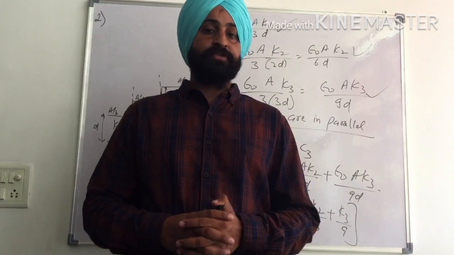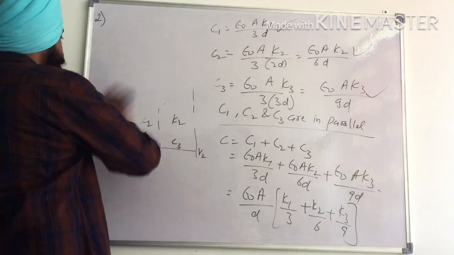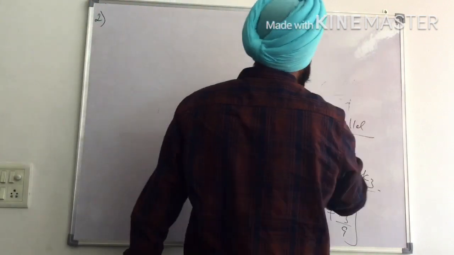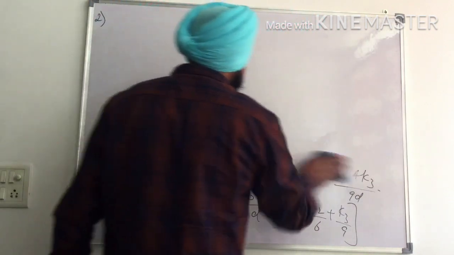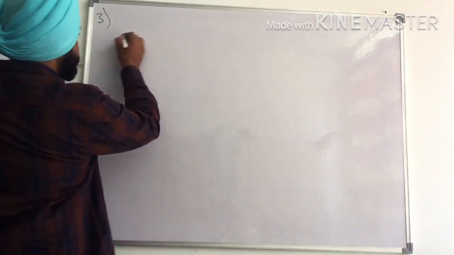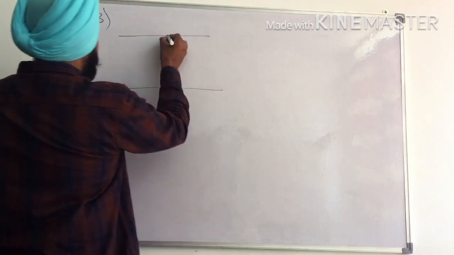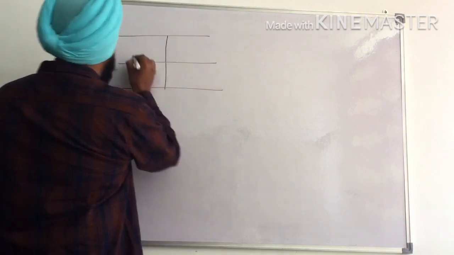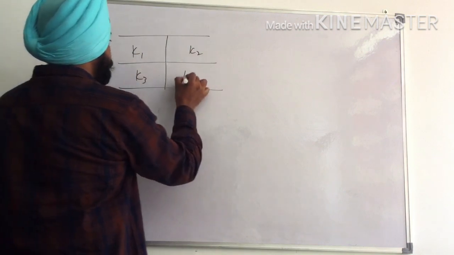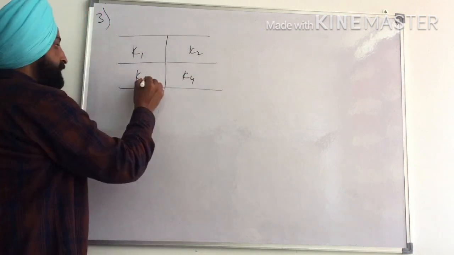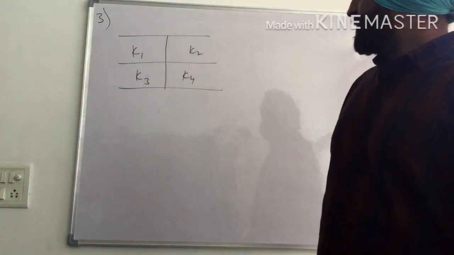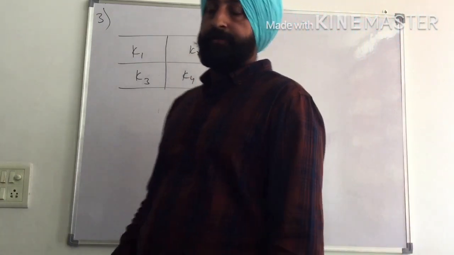So next we will proceed to our next question. In the next question, we are given 4 dielectrics kept in a parallel plate capacitor, and we are asked to calculate the net capacitance of this circuit.